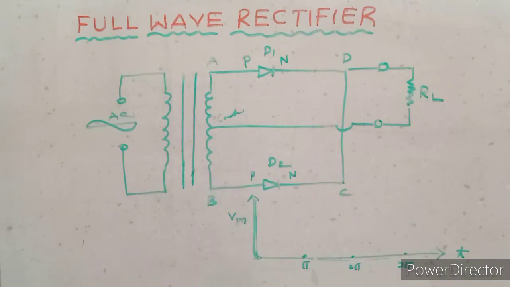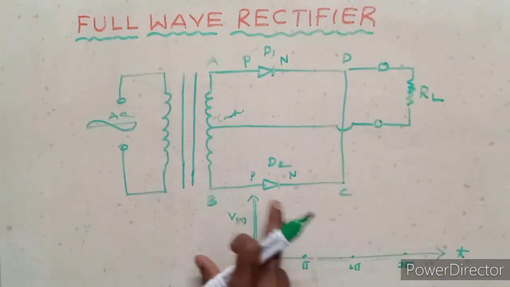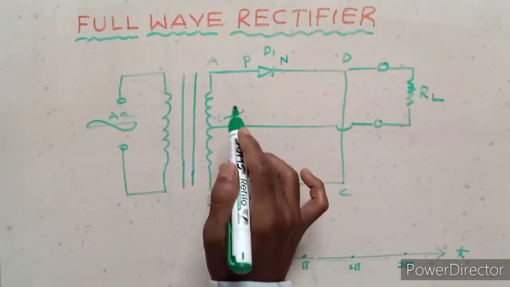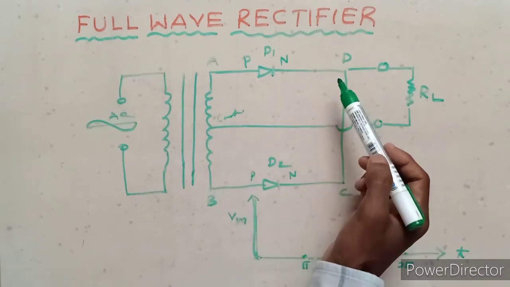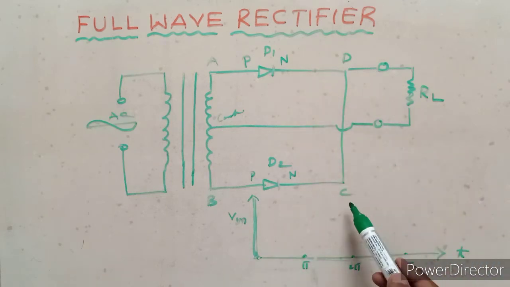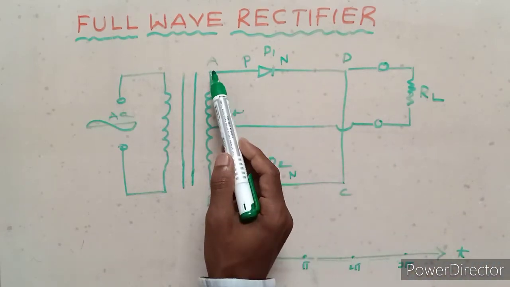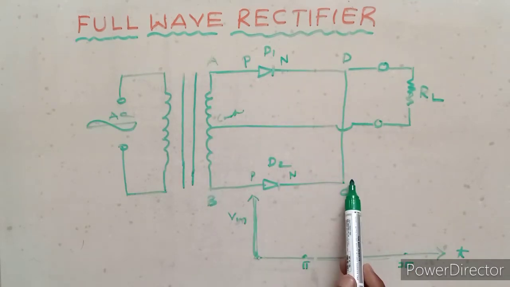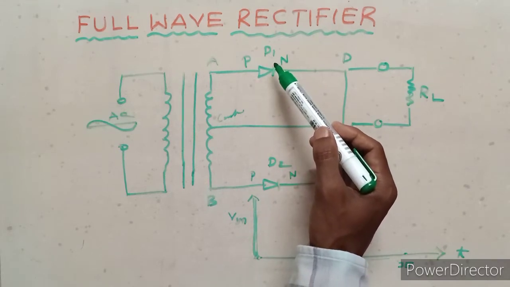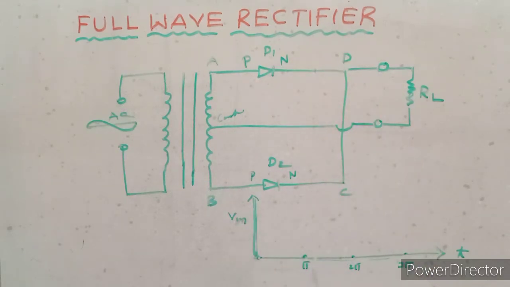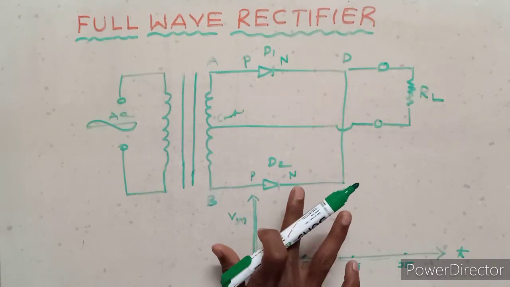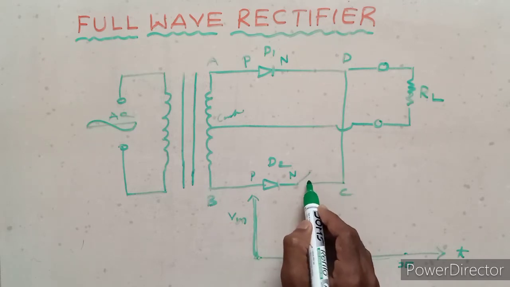First of all, in case one, during positive half cycle, this is the positive half cycle. This is the negative half cycle. During positive half cycle, at A there is positive potential and at C negative potential. So diode D1 is forward biased and D2 is reverse biased. So here D1 acts as a closed switch and D2 acts as an open switch.